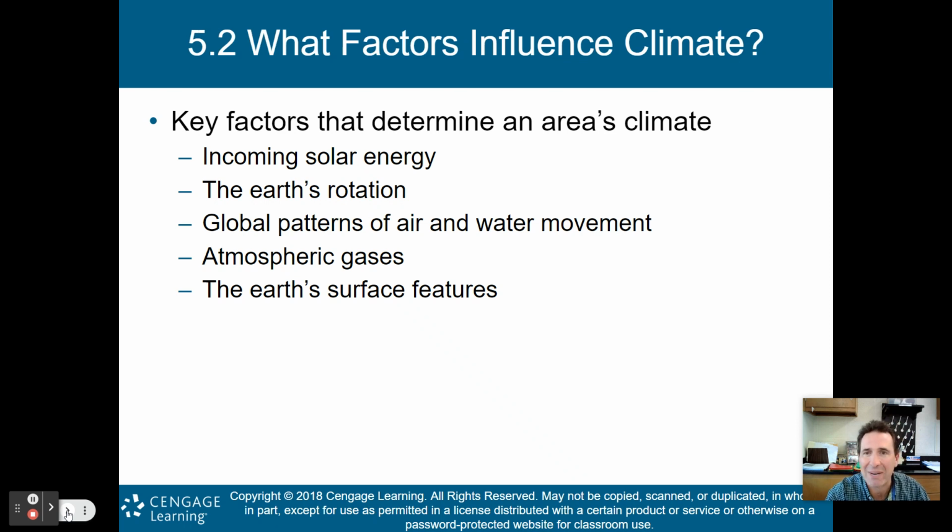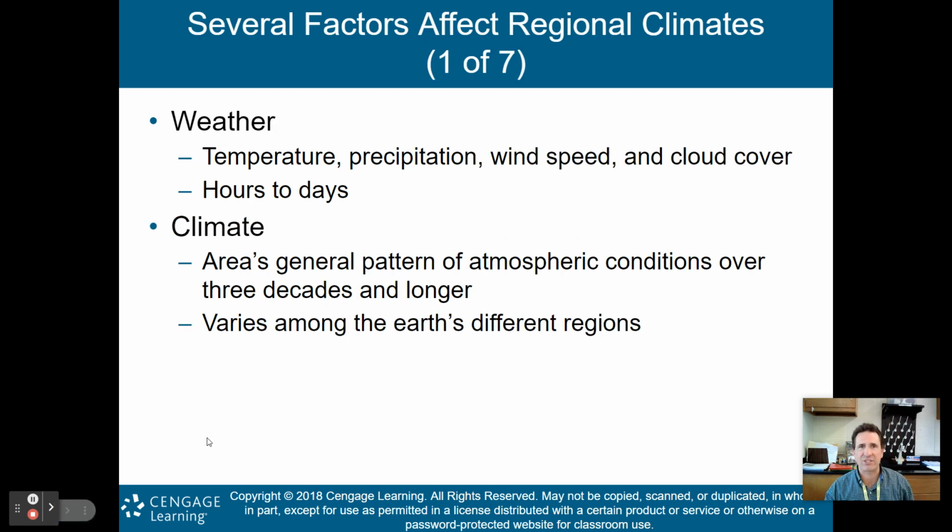Key factors that determine an area's climate are going to be the incoming solar energy, how much sunlight an area receives, Earth's rotation, global patterns of air and water movement, atmospheric gases, and the Earth's surface features. So we'll talk about most of these as we go through the next couple of slides.